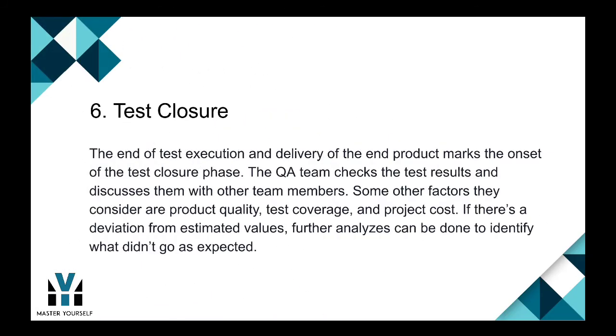Now the last phase of the software testing lifecycle is test closure. The end of test execution and delivery of the end product marks the onset of the test closure phase. The QA team checks the test results and discusses them with other team members. Some other factors they consider are product quality, test coverage, and project cost. If there is a deviation from estimated values, further analysis can be done to identify what didn't go as expected.